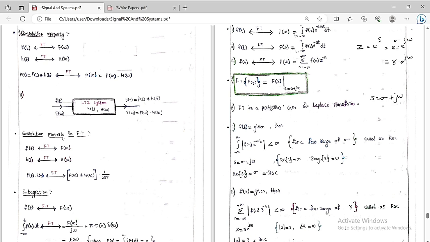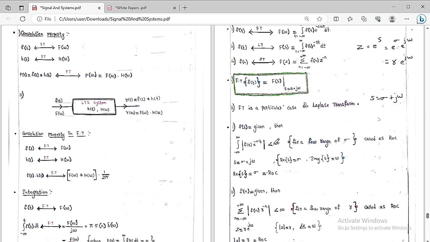So the Fourier transform is a particular case or special case of the Laplace transform, because when sigma is equal to 0, the Laplace transform and the Fourier transform coincide, because they are equal. Otherwise they are not equal. Only when sigma is equal to 0 do both transforms coincide. Therefore we can say that the Fourier transform is a special case of the Laplace transform.